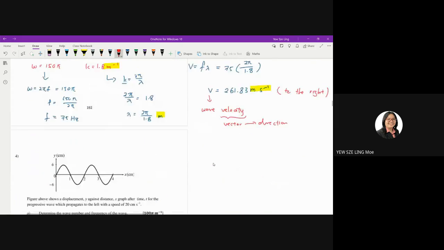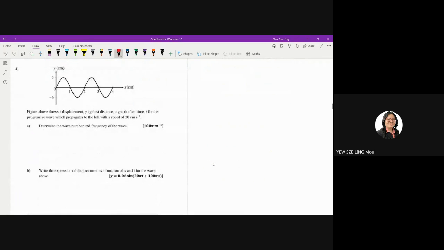All right, so let's move on to the last question. Question number 4. The figure above shows a displacement y against distance graph after time t for a progressive wave which propagates to the left. The question tells you it propagates to the left, so you have a wave that is moving to the left. That means you need to form an equation with a positive sign. So the direction is to the left.